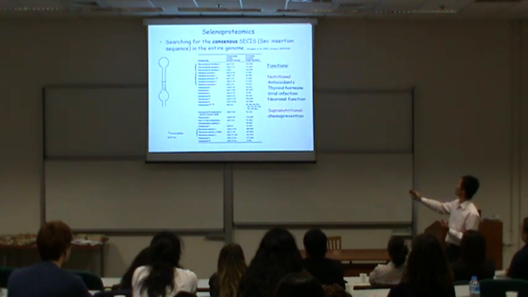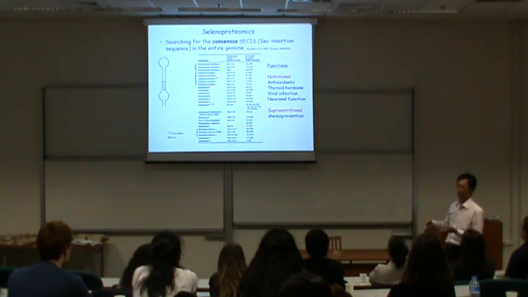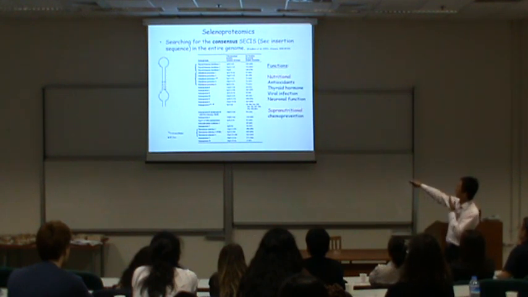In terms of functions, at the nutritional level, about one third of all the selenium proteins carry antioxidative function. There are 5 glutathione peroxidases. They use glutathione as a reducing agent to reduce hydrogen peroxide. And there are also thioredoxin reductases. They use thioredoxin as a reducing agent. And there are other selenium proteins, like selenoprotein P, that can also function as antioxidants. And there are other functions at a nutritional level.